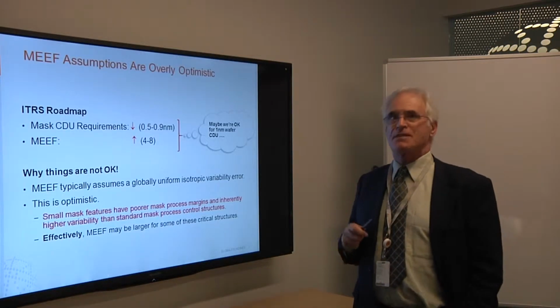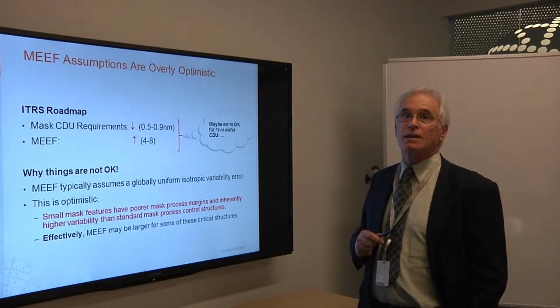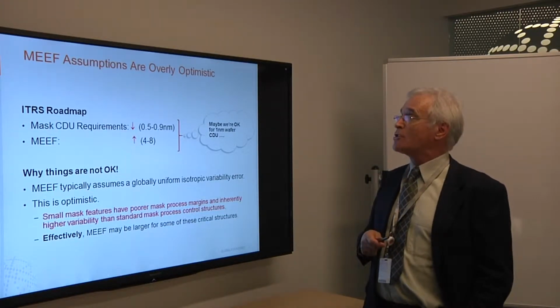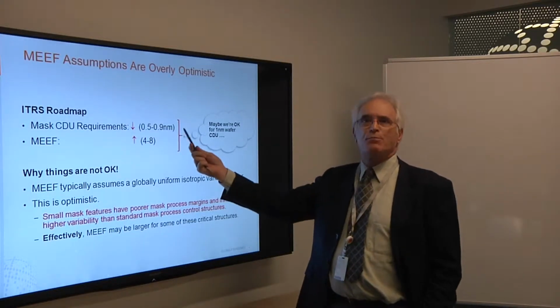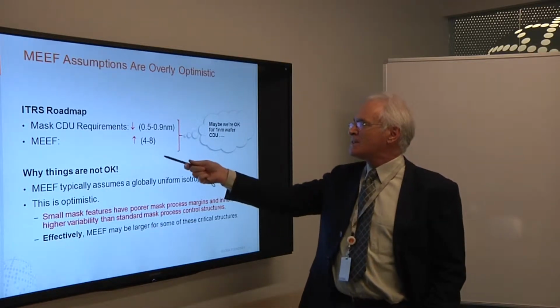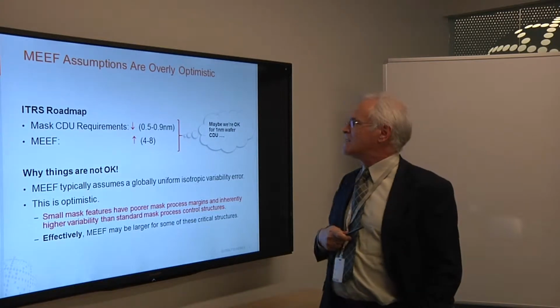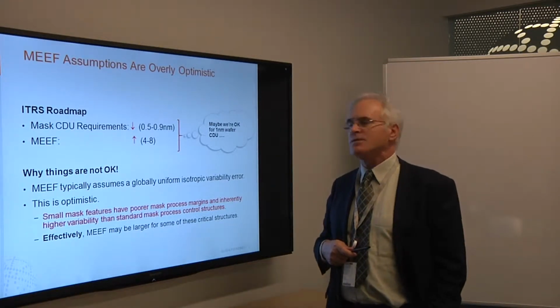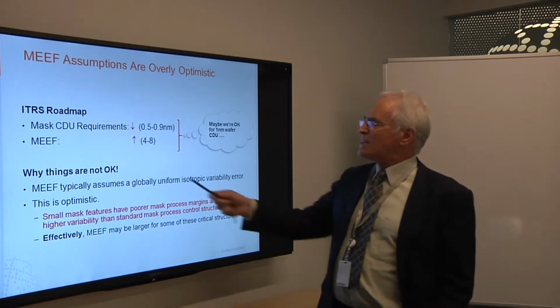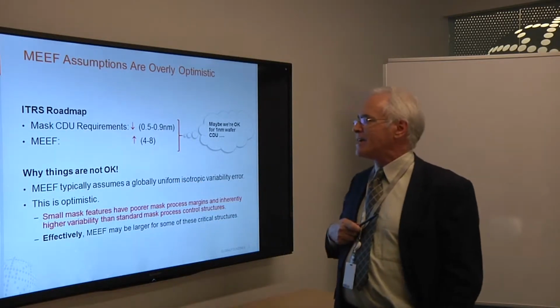Yeah, so one of the problems is the MEF assumptions are overly optimistic. If we were to look at the ITRS roadmap at the mask CDU requirements, roughly 0.5 to 0.9 nanometers, and you look at the MEF in the neighborhood of 4 to 8, you'd assume that maybe we're okay for 1 nanometer wafer lithography CDU. But here's the reason why things are not okay.